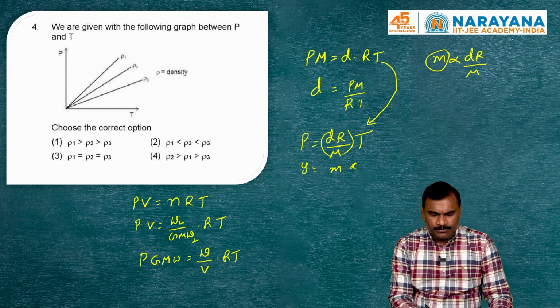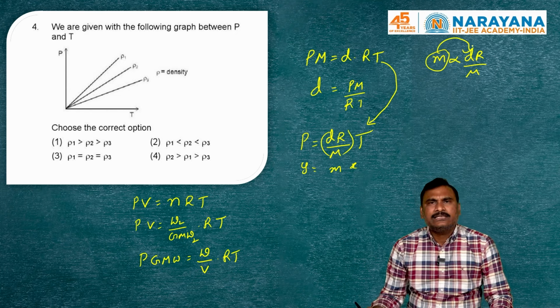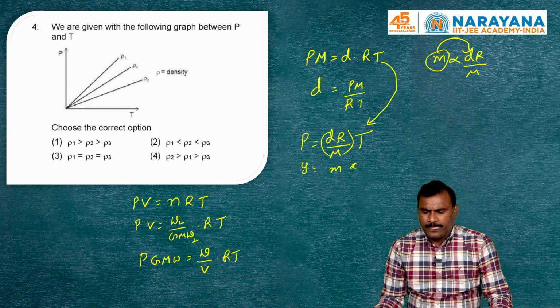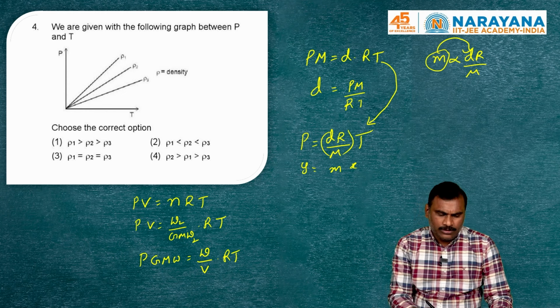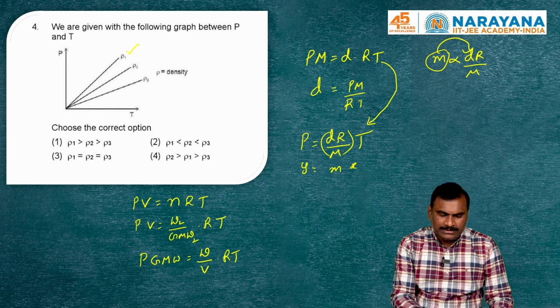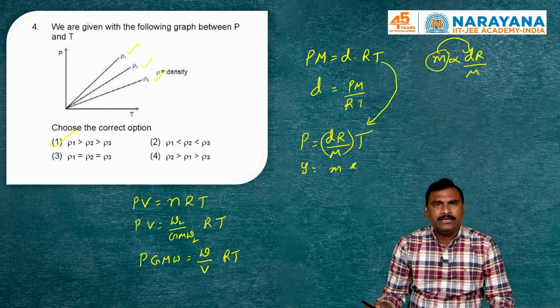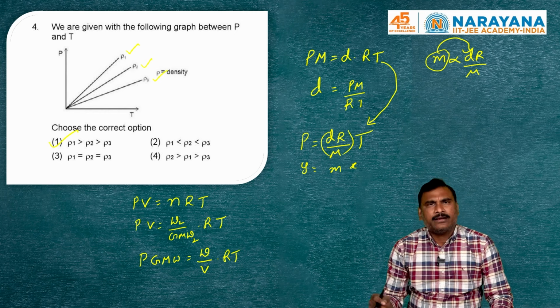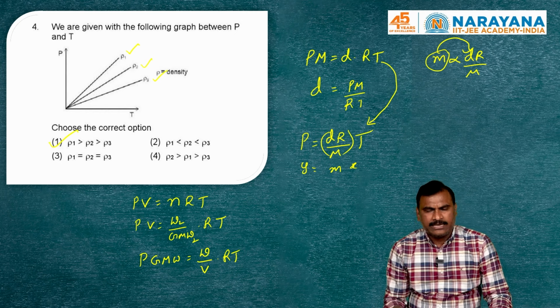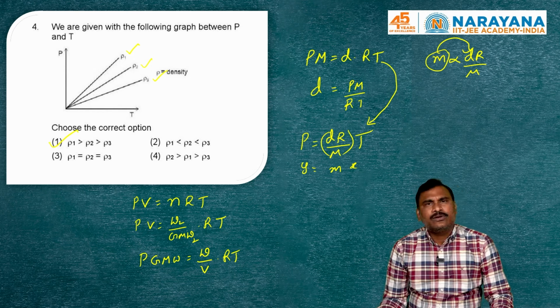Therefore, where the density is more, automatically the slope of the line will be more. So according to the answer, rho 1 has the highest slope, and then d2 and d3. So the answer should be 1, because the slope depends upon the density of the gas, according to the given. Now let us go for the next, student.